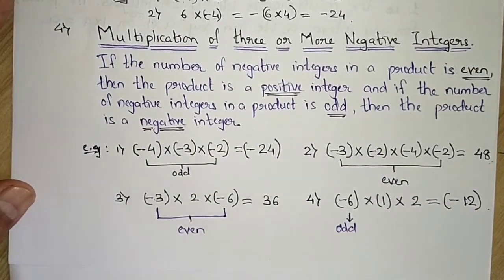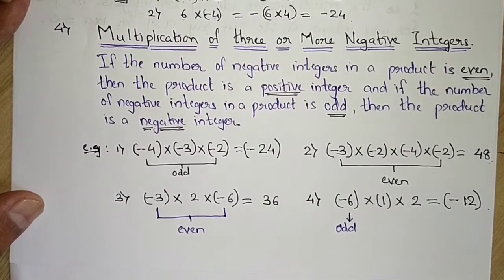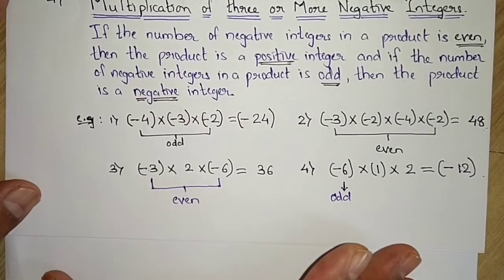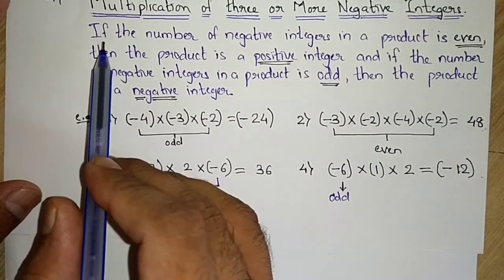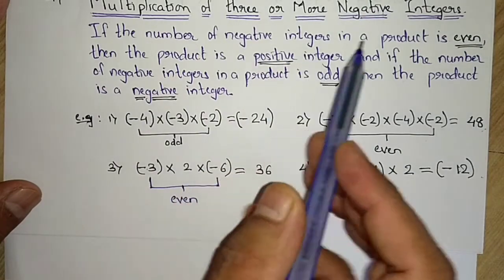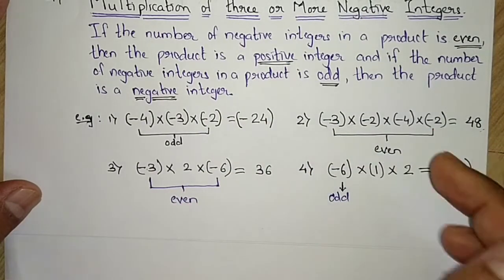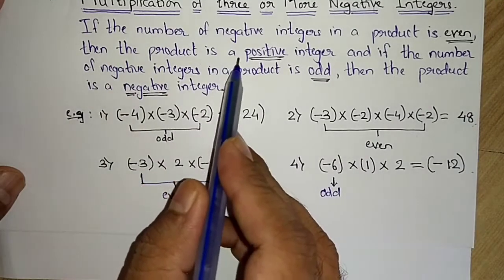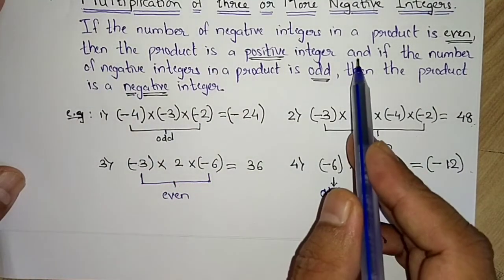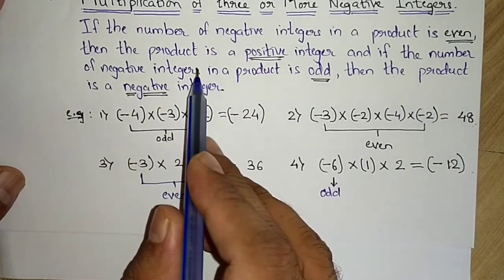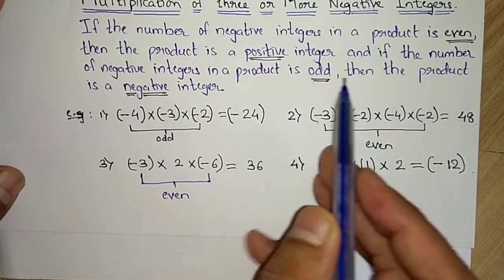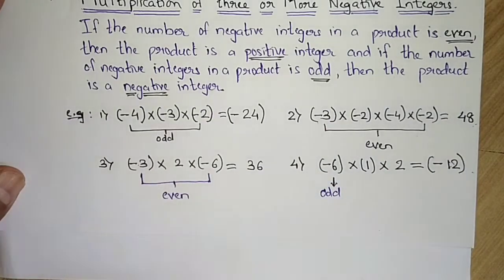Now, what if we have 3 or more negative integers? We have talked about two negative integers. Now we are talking about 3 or more. Then what to do? If the number of negative integers in a product is even, then the product is a positive integer. And if the number of negative integers in a product is odd, then the product is a negative integer.